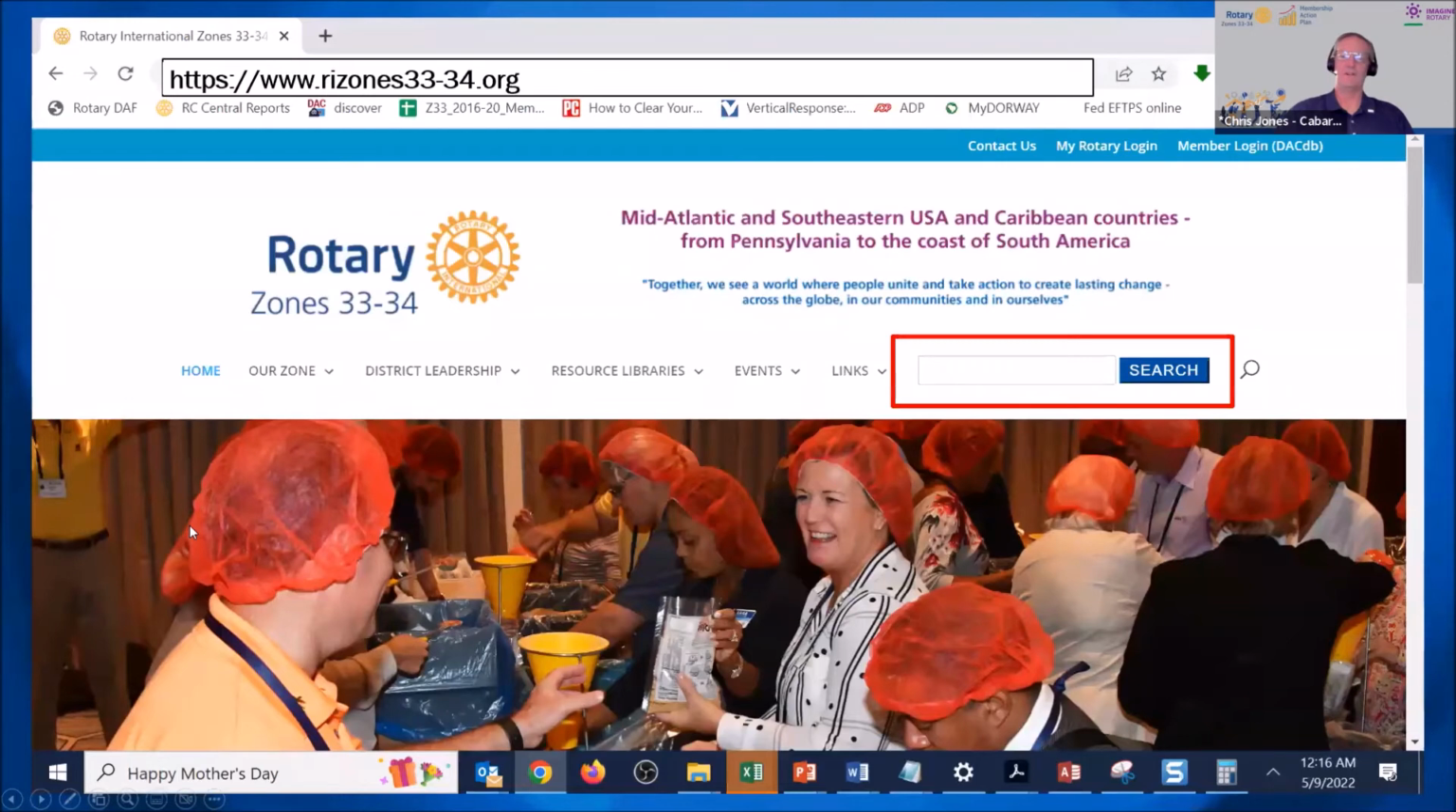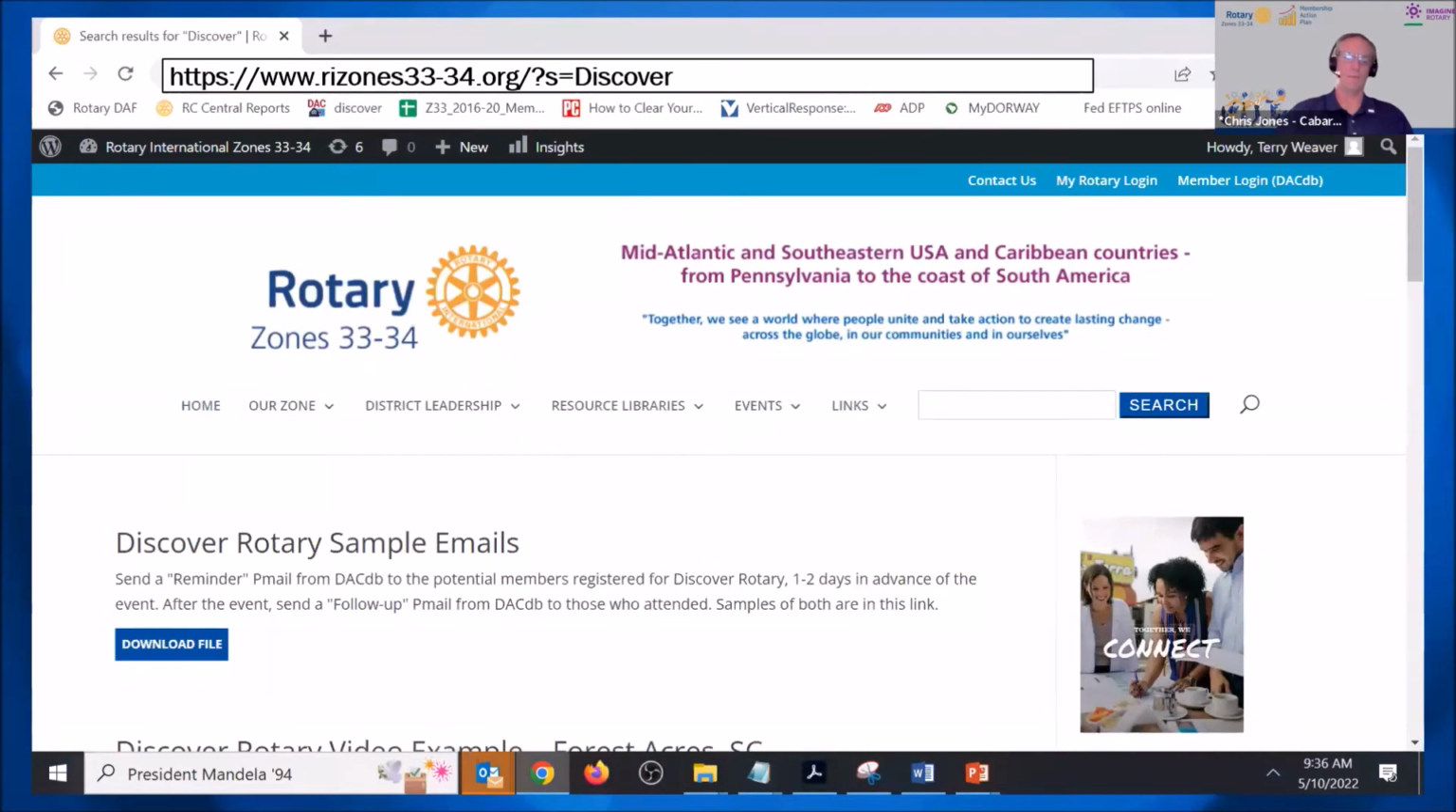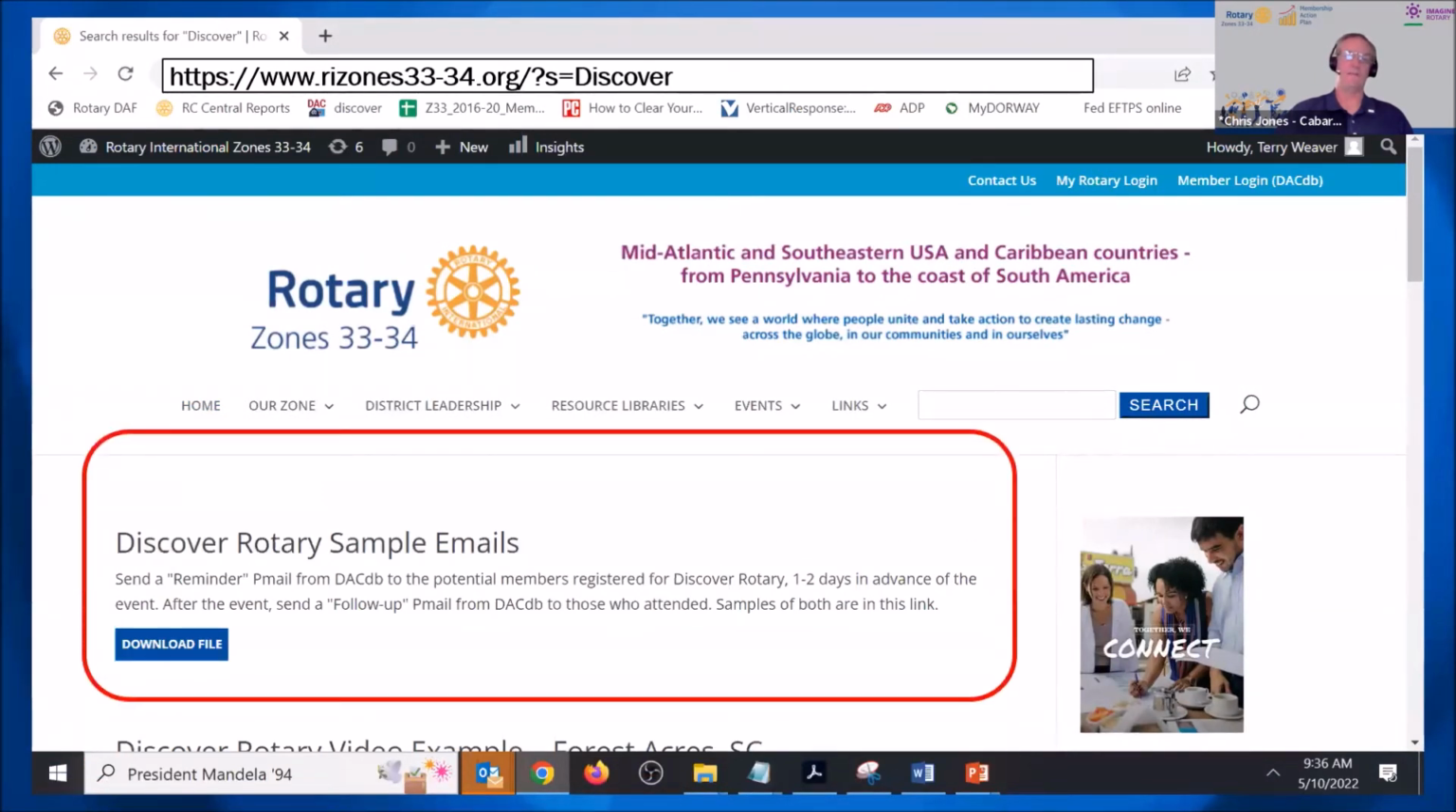So in the search area, you're going to type in Discover. And when you do that, you'll come up with all of the items on our website that have all of the information that you need to run a Discover Rotary session. So you'll see here, for example, there are Rotary sample emails.